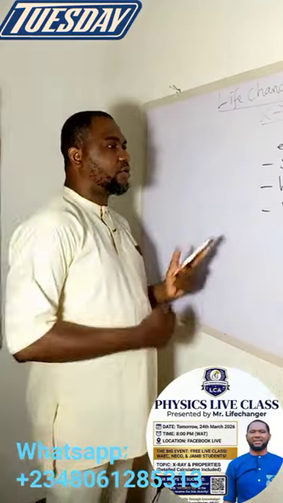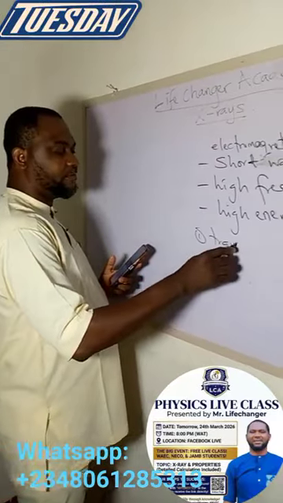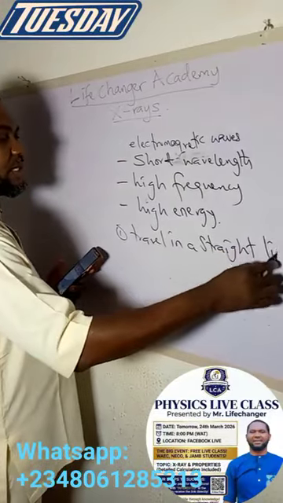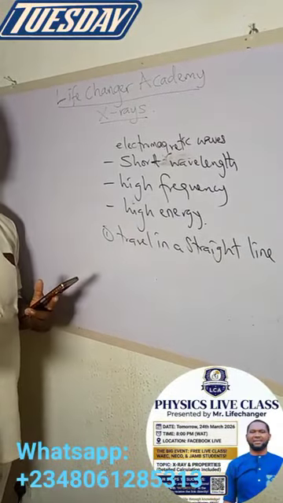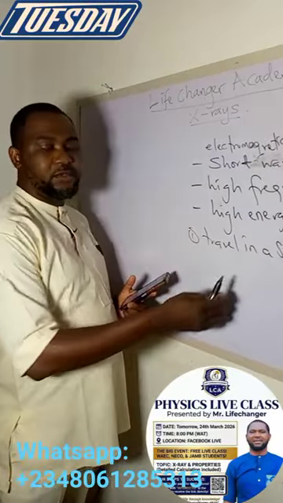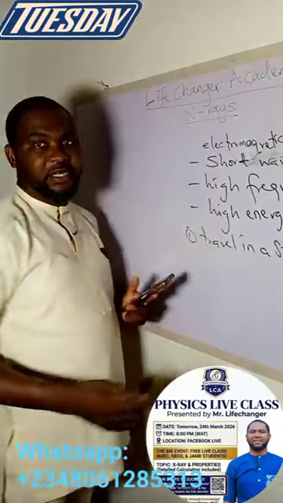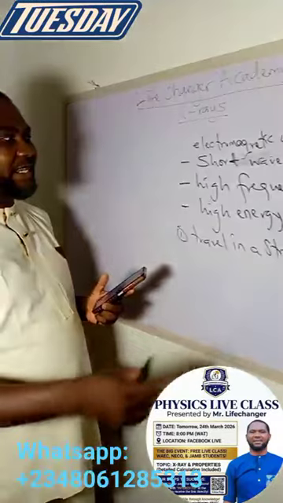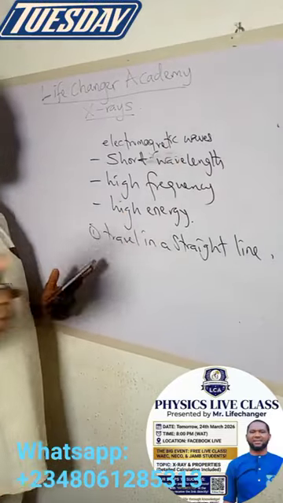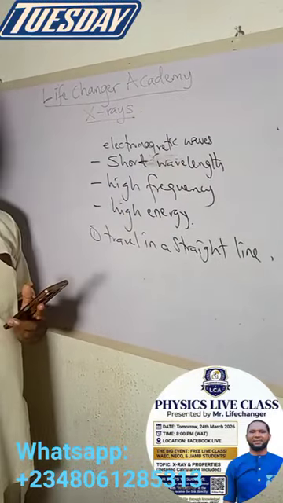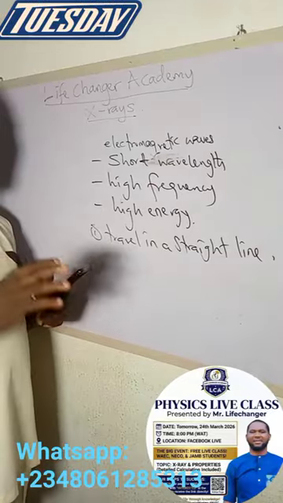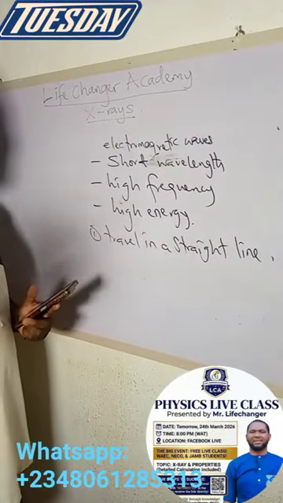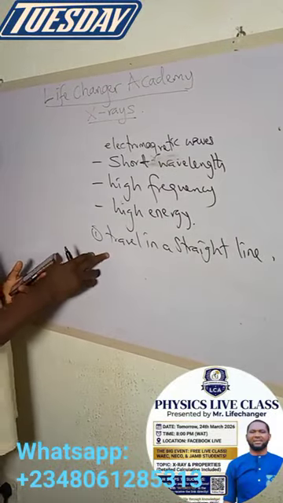One of such properties is that they travel in a straight line. Sometime, I think last Tuesday or 2 Tuesdays ago, we talked about cathode rays. Cathode rays also travel in a straight line. But one of the things that differentiates a cathode ray from an X-ray is that an X-ray is an electromagnetic wave, but cathode rays are simply electrons. Don't forget that. So one of them is that they travel in a straight line.